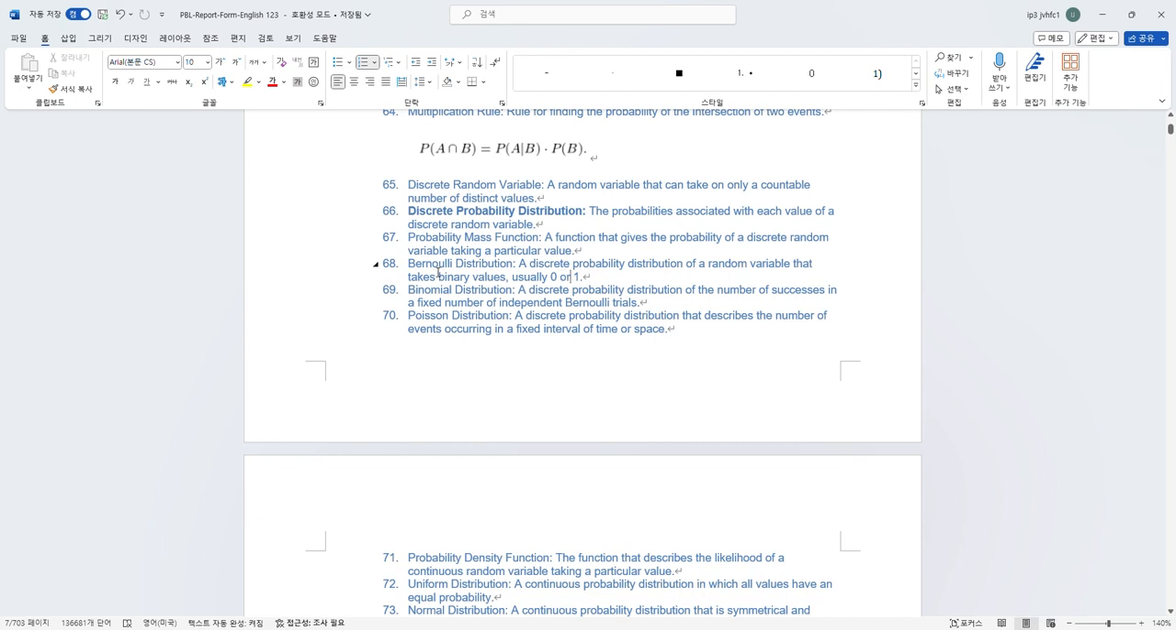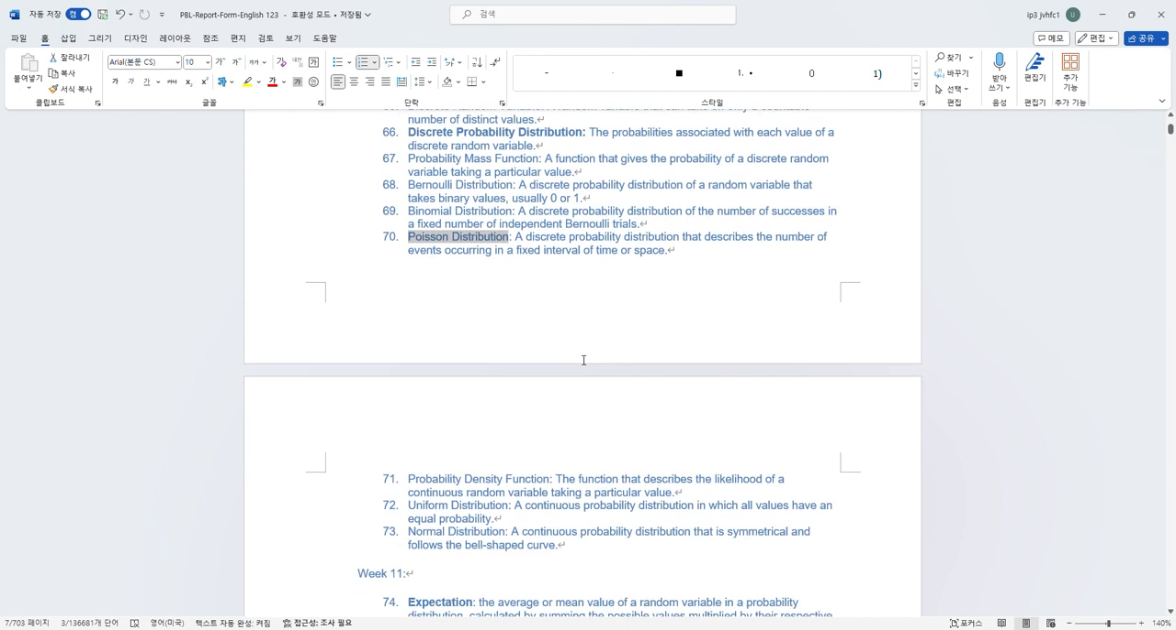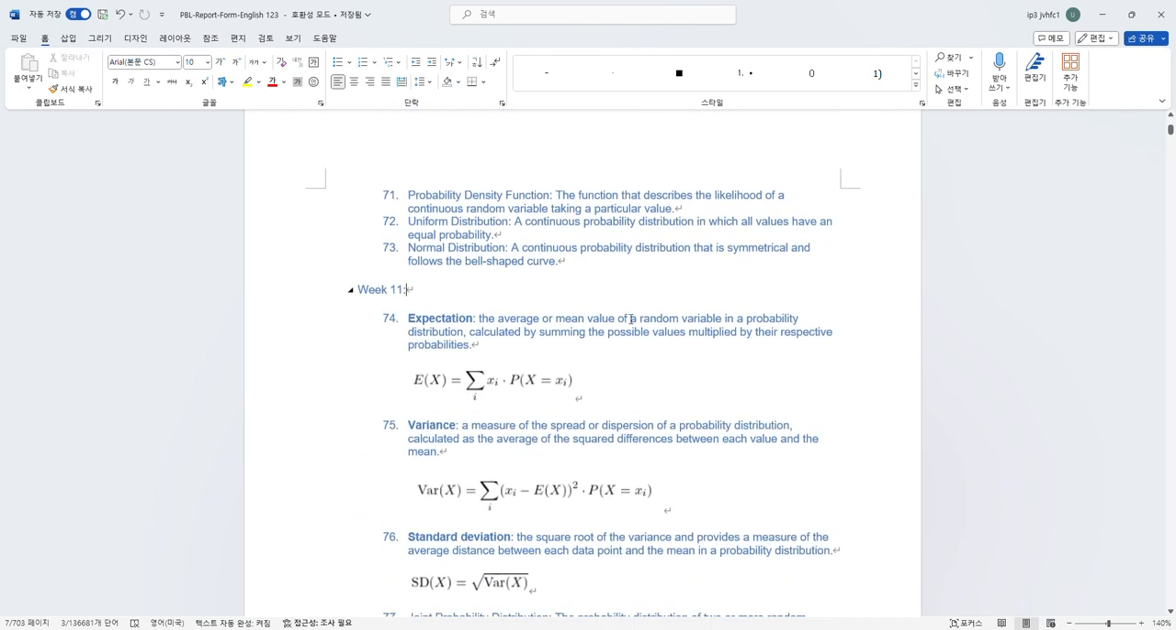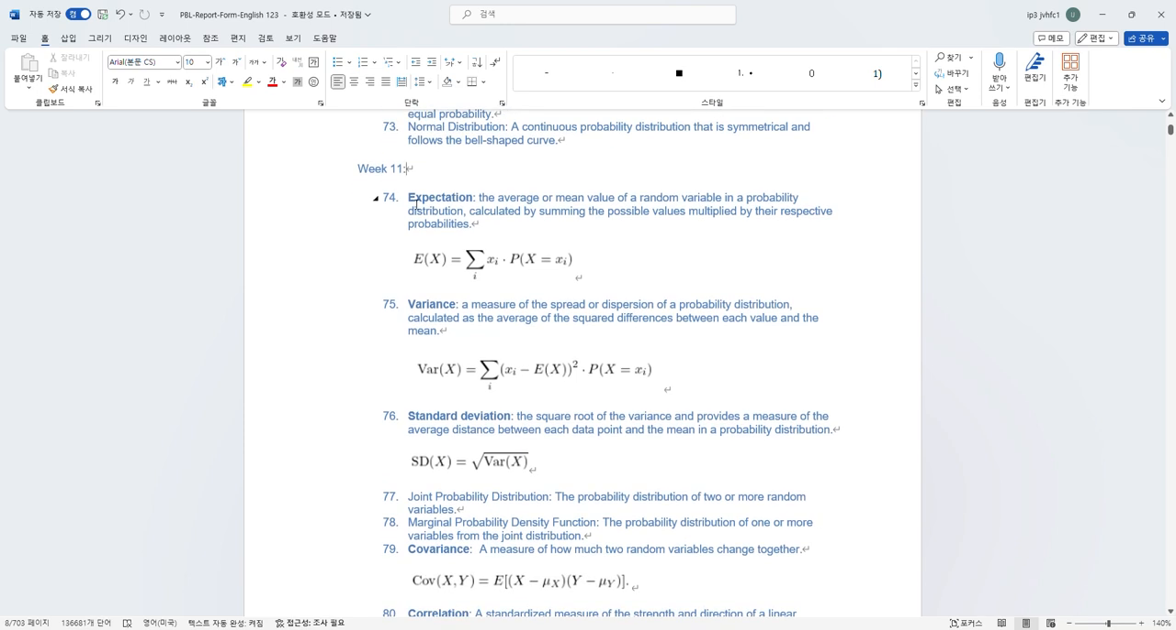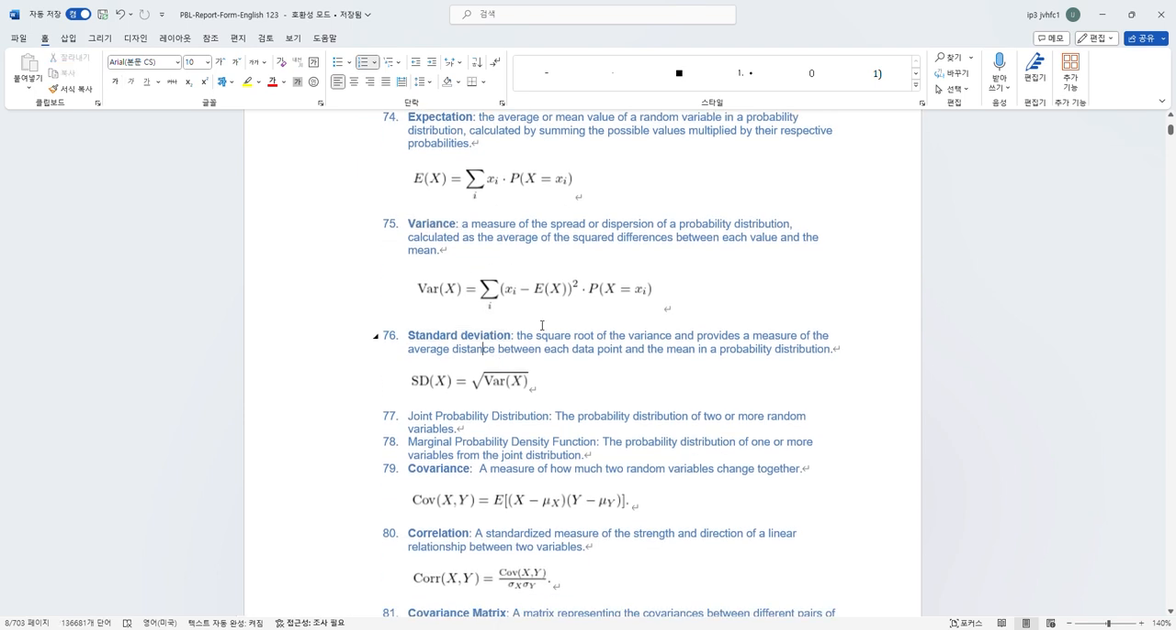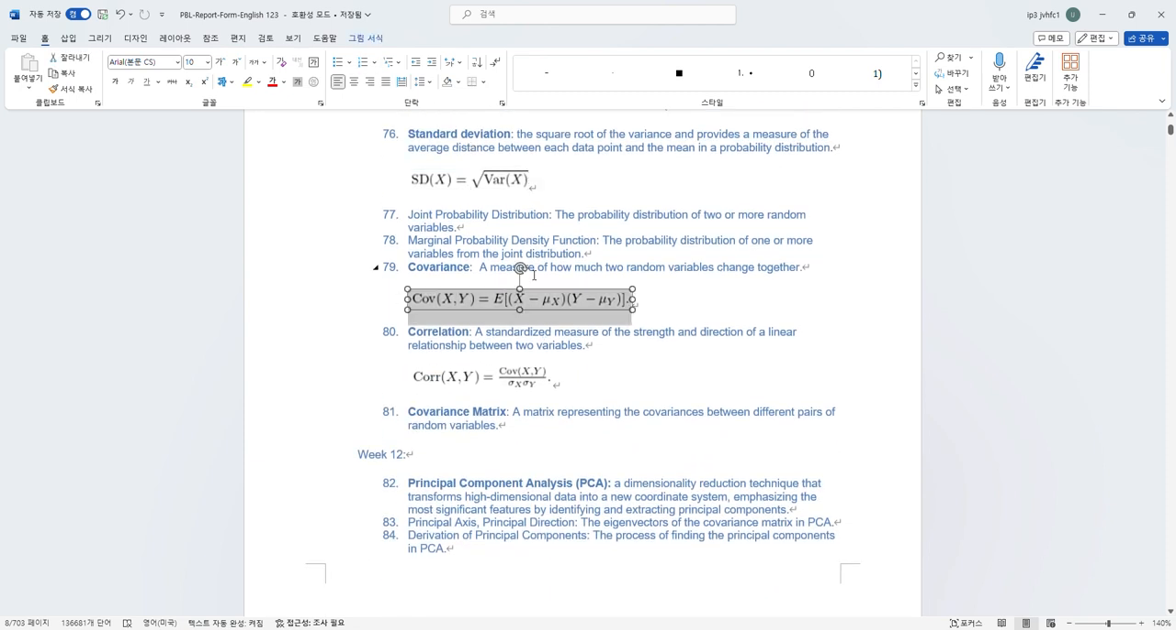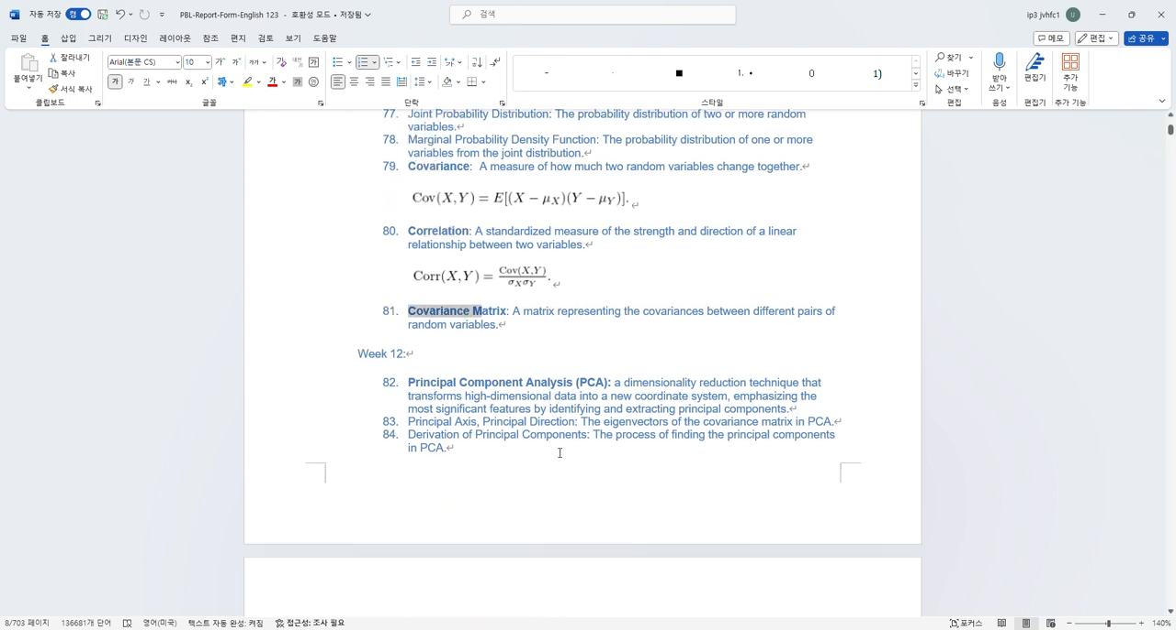There are three distributions that I learned: Bernoulli distribution, binomial distribution, Poisson distribution. Besides that, I also learned related mathematical calculations for distributions, such as expectation, variance, and standard deviation. And these are the formulas of them all. Also, I learned about covariance, correlation, and the covariance matrix.